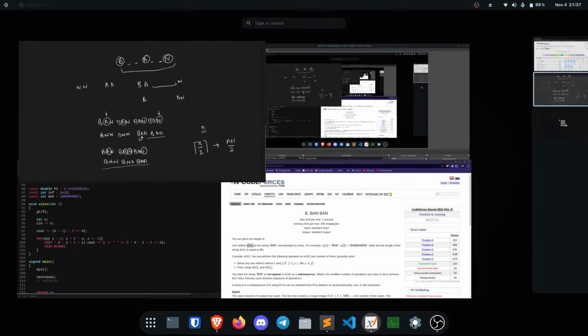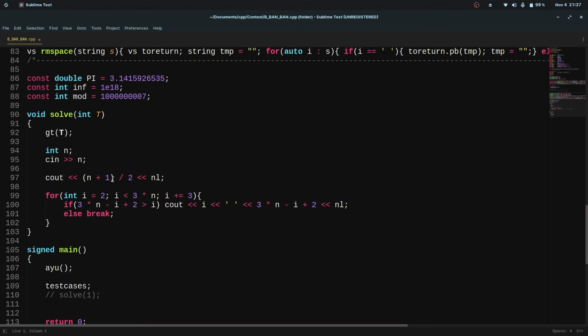So let me just show you the code directly. It will help you understand better. When I have taken the input n, I'm just printing (n plus 1) by 2 as the result. So this would be the number of steps required. Now I'm initializing a loop from i equals 2 till less than 3n, incrementing by 3 each time.